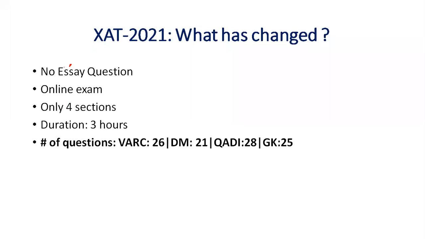There is no COVID impact, but the thing which has changed is the number of questions. Till last year, the total number of questions was 99. This year they will have 100 questions. The number of questions in quant has been increased from 27 to 28. In decision making, you will have 21 questions, and in verbal, you will have 26 questions. And GK is 24. If you sum it all, it comes out to 100 questions in total, out of which 25 is GK, 25 is verbal.